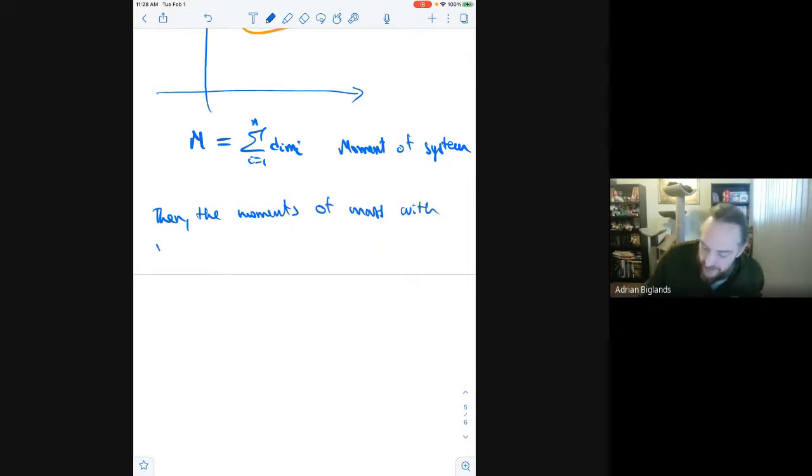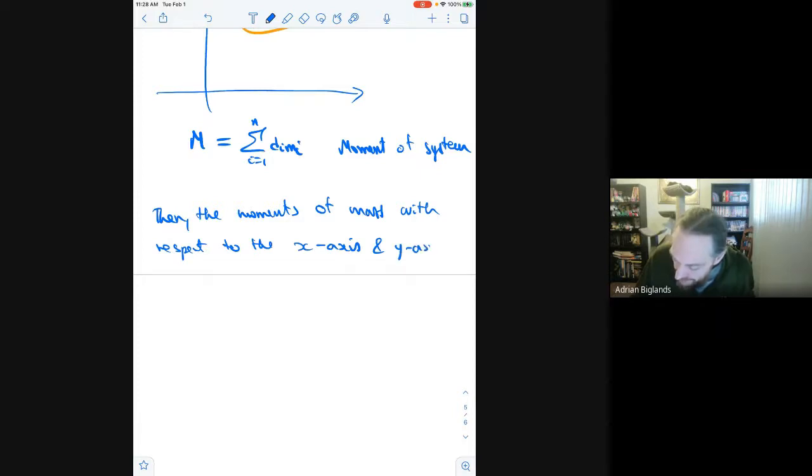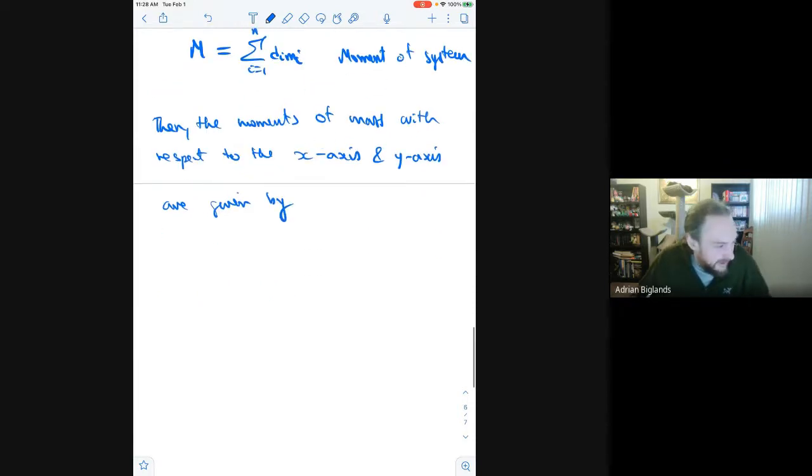With respect to the x-axis, first of all, and y-axis are given by, let's do it this way. Let me redraw this, let me draw this picture.